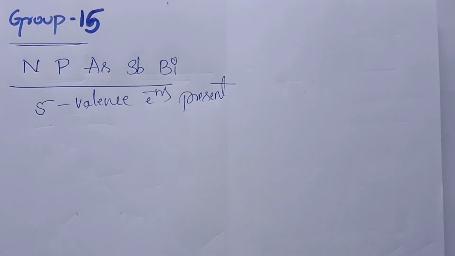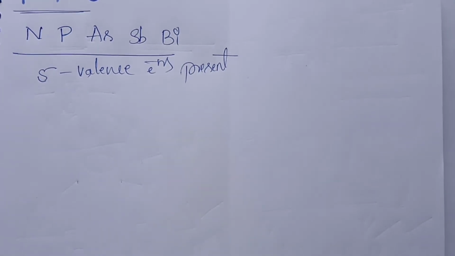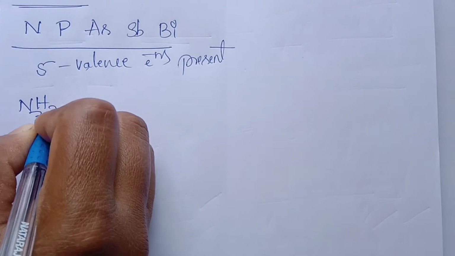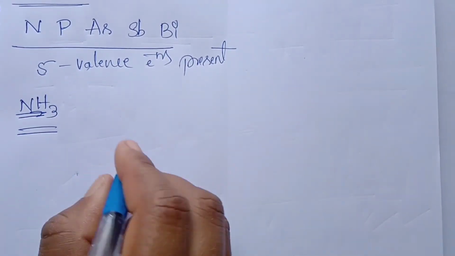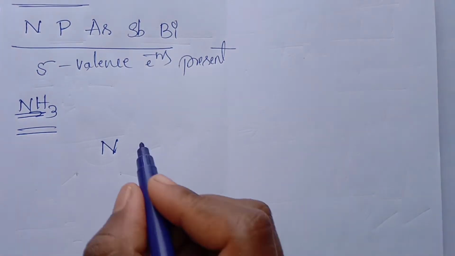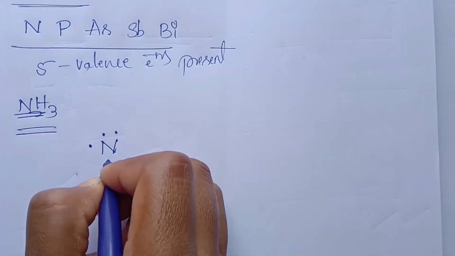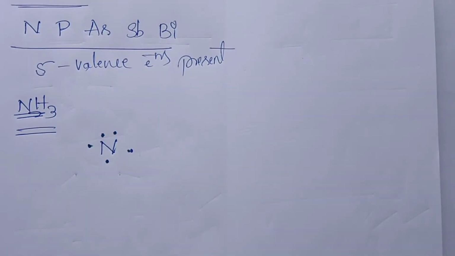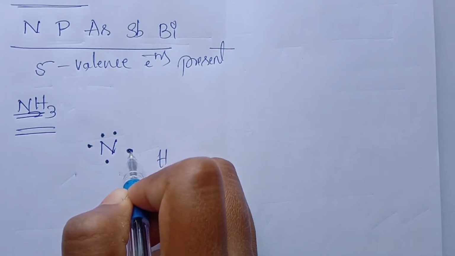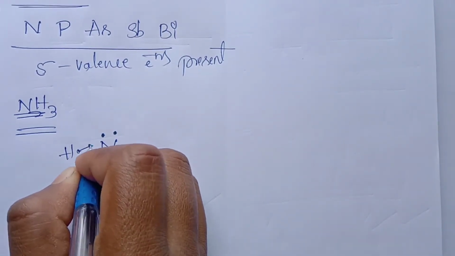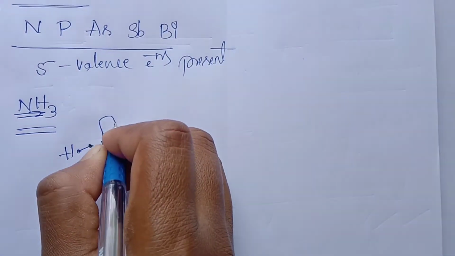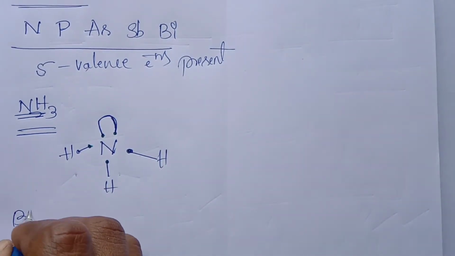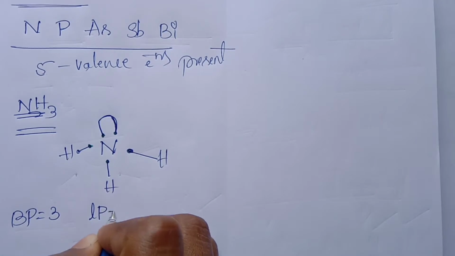Now we consider one example: NH3. Nitrogen has 5 valence electrons: 1, 2, 3, 4, 5. NH3, right? Yes, hydrogen. Nitrogen has one lone pair, and 3 bond pairs. Bond pair is equal to 3. Lone pair is equal to 1.